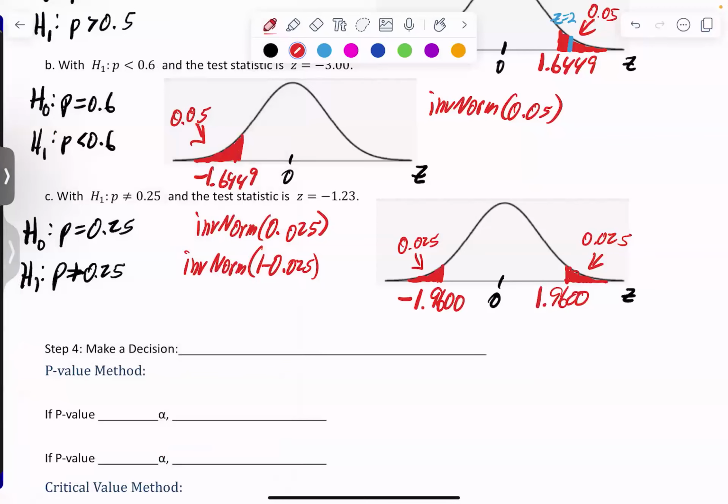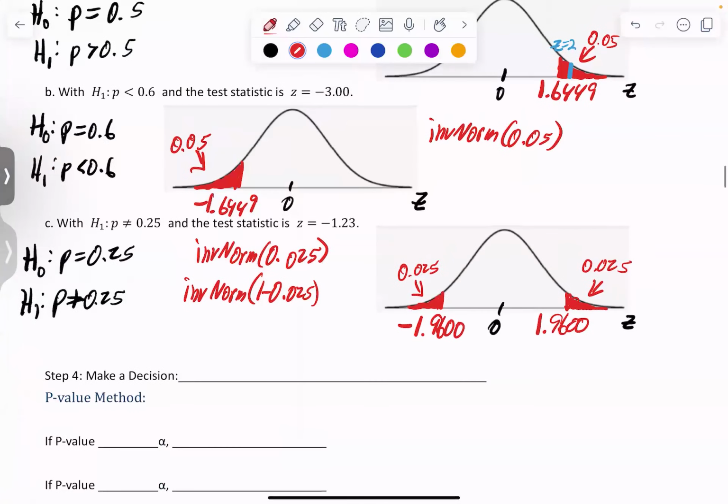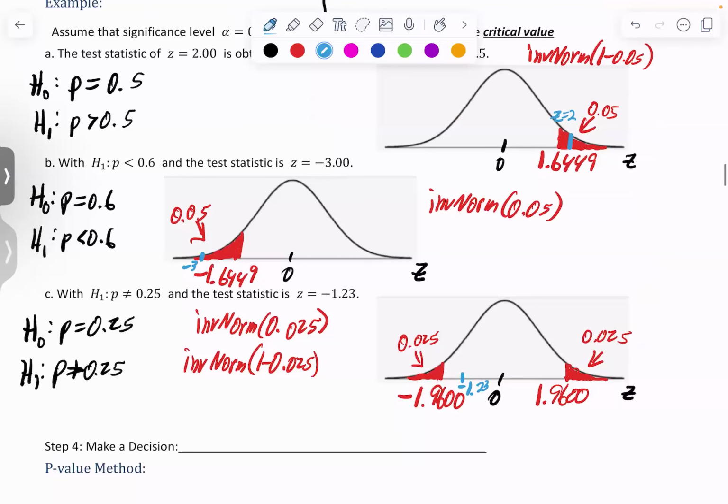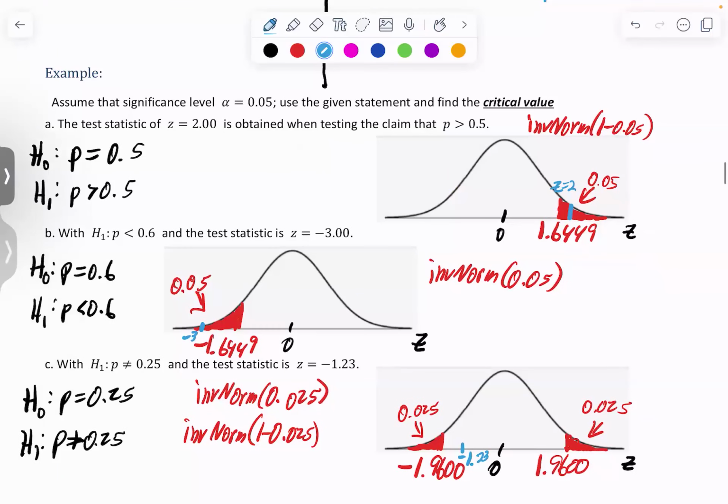Now let's compare real quick. Oh, you know what I didn't do on the previous one: when Z was -3, that's way over here. We're definitely in the rejection region there. However, for this one, our test statistic, -1.23, is not in the rejection region. So for the first two, we are in the rejection region, and for the last one here, we are not in the rejection region. Again, we're just about to find out what the significance of that is.